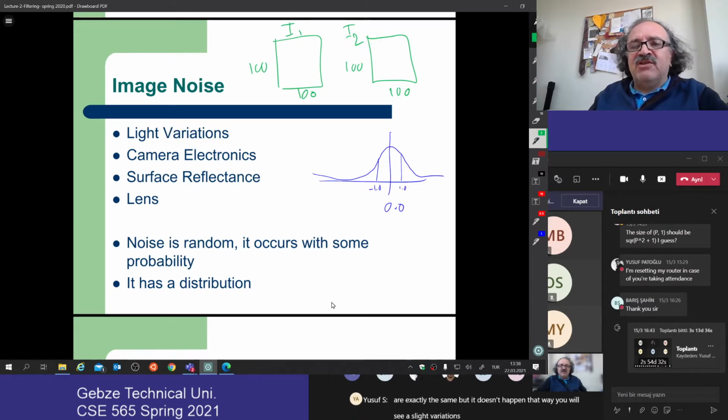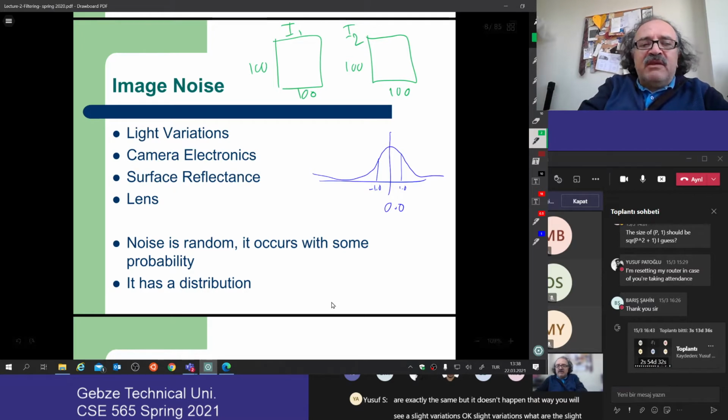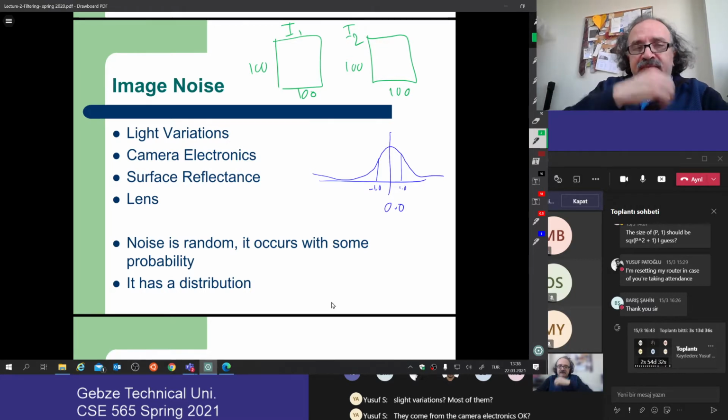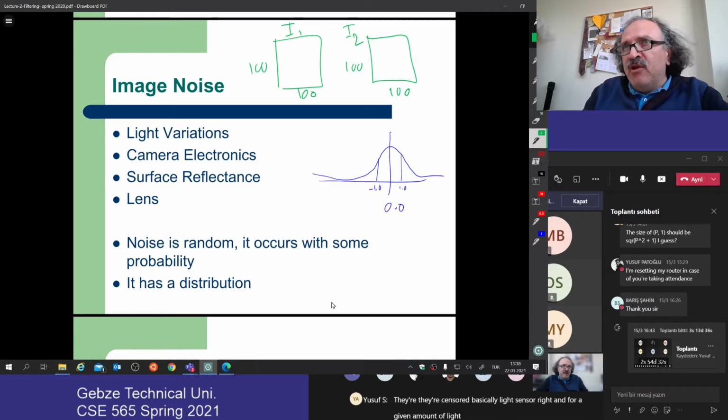Okay, slight variations. What are the slight variations? Most of them come from the camera electronics. They are sensors, basically light sensors. For a given amount of light, they produce a value, but this value changes from time to time just a little bit. You don't make perfect sensors.